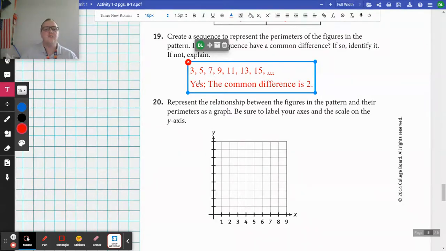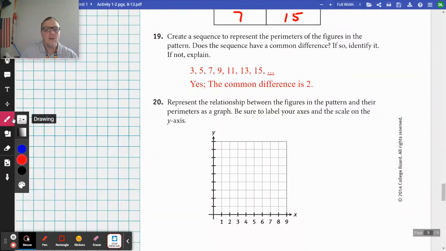So you have to label what it is. Now it's asking you to represent it by drawing a graph.